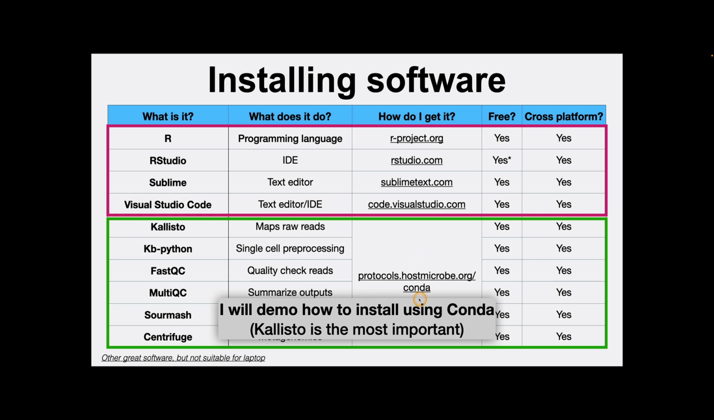So we'll be using Conda to install all of this software, with the most important one being Kallisto. And I've provided a link here to a pretty detailed step-by-step recipe for how to do the installation of all of these using Conda, and we'll work through that together. That really wraps up this first video. In the next video, we'll pick right up here and actually get down to the business of installing software.